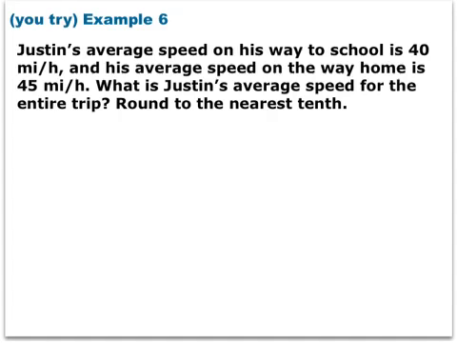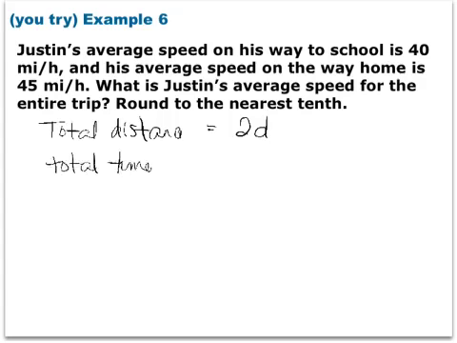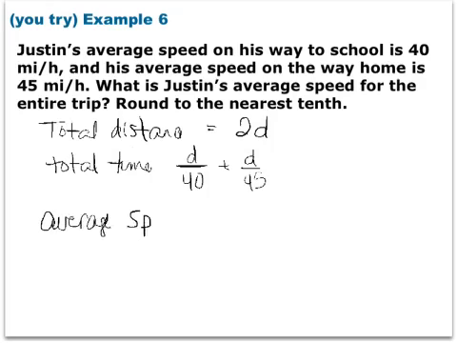First of all, same setup as the last problem. Okay, total distance. It was 1d to get there, 1d to get back, so the total distance is 2d. Total time. Remember, distance divided by rate is time. So we have distance over 40 plus distance over 45. And the average speed is total distance over total time.